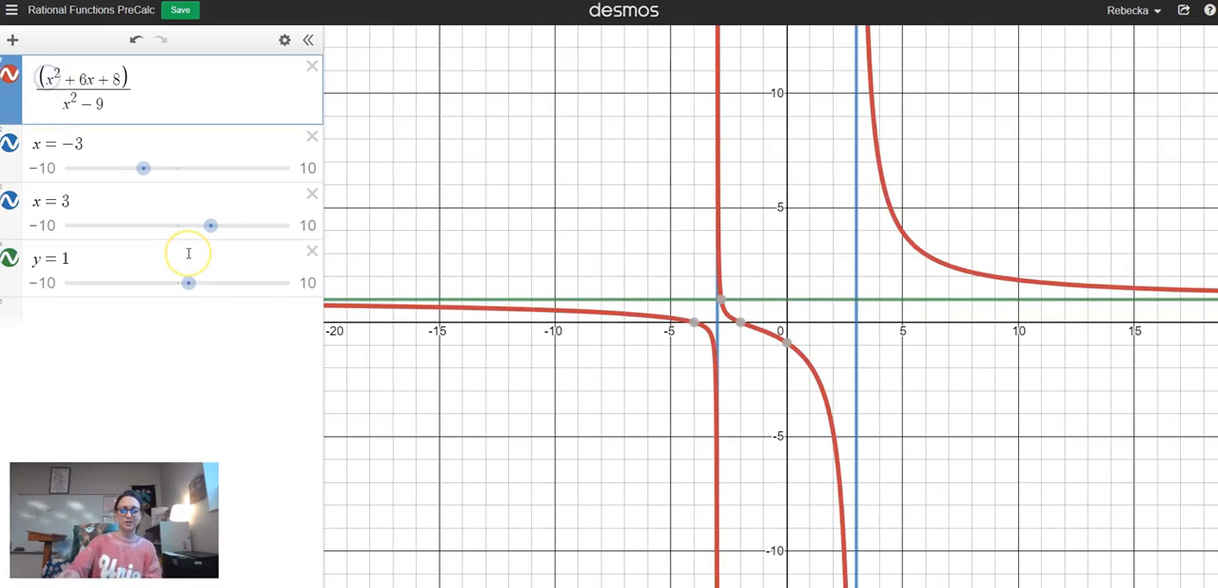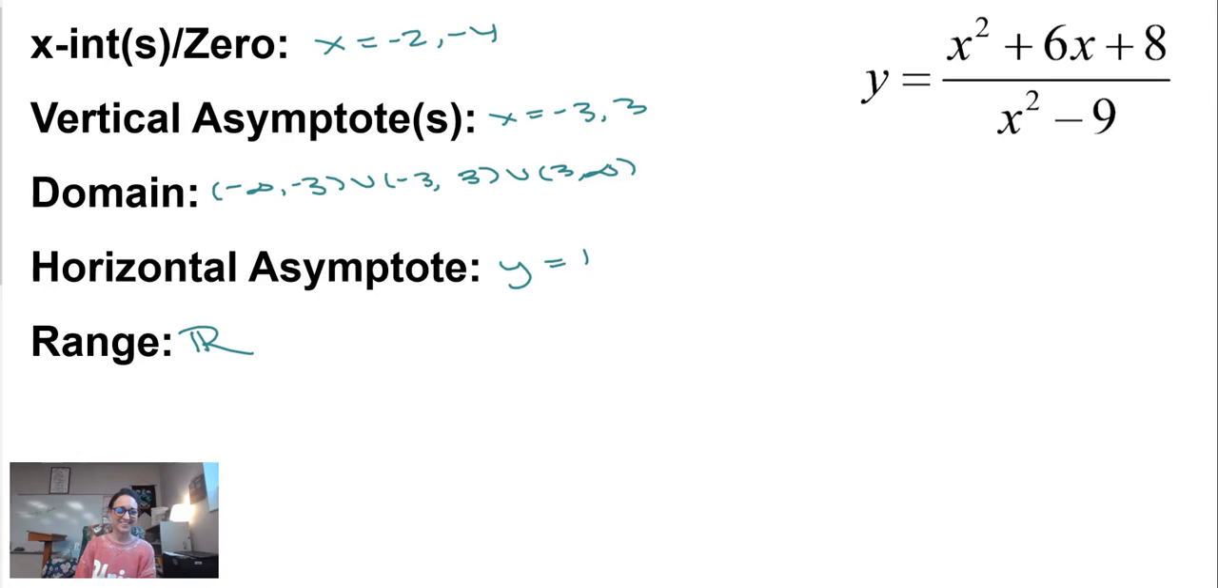So take your leading coefficient of the numerator, which is 1, divide it by your leading coefficient of the denominator. Hopefully you remember this from Algebra 2. That's also 1. So 1 divided by 1 is your horizontal asymptote. So y equals 1. Be sure you give an equation there, not just a number. So here is our final answer for all 5 aspects of that equation.